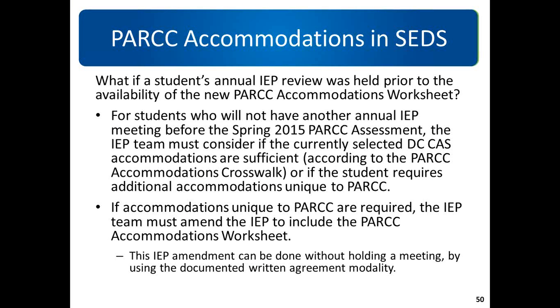You can amend the IEP using the documented written agreement modality, where you just send the letter home to the parent and say, we propose to amend the IEP. Here's what we want to do. Here's this worksheet. They can sign it all and bring it back, and you can do the amendment in SEDS. And I'll just remind you quickly of how to do that. When you do an amendment, of course, you say the mode that you're doing it and what you propose. So for this particular situation, you will just choose a button that says Change Accommodation, and you will check the box that says Add New Accommodation.